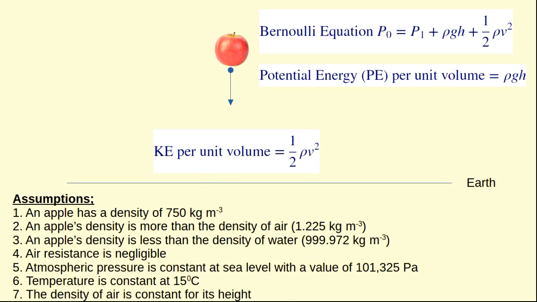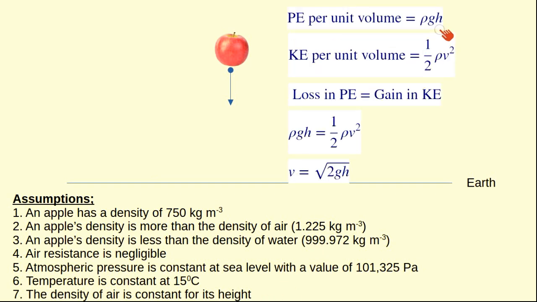Same assumptions. I'm saying that what I lose in potential energy, I'm going to gain in kinetic energy, so I make these two equations equivalent to each other. Instead of masses cancelling, this time the density cancels, and you end up, as you expect, with the same equation, v equals root 2gh. No surprise there. Happy days, it all works.